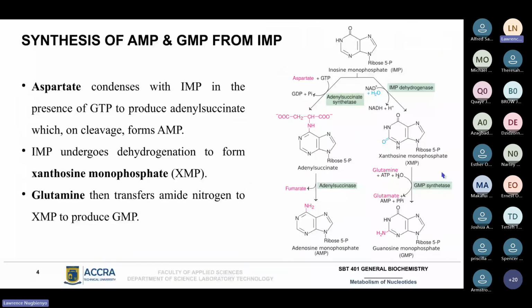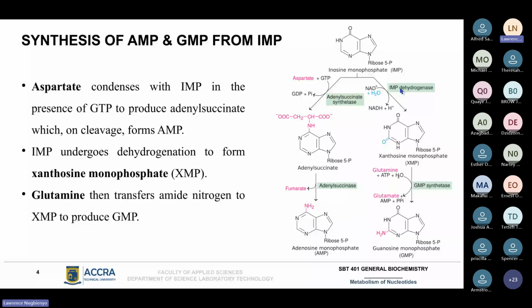Now, we have the inosine monophosphate, which we saw as the parent molecule, from which you then have the purine nucleotides that go into the synthesis of the nucleic acids, which means the inosine monophosphate will take two paths. One path should give us adenosine monophosphate. The second path should give us guanosine monophosphate.